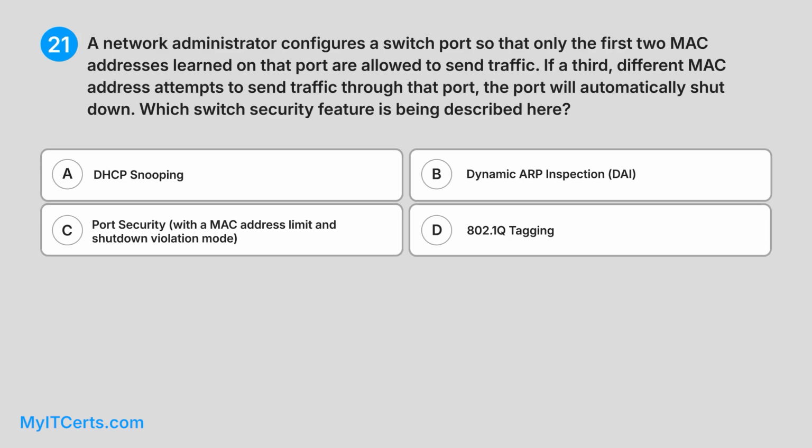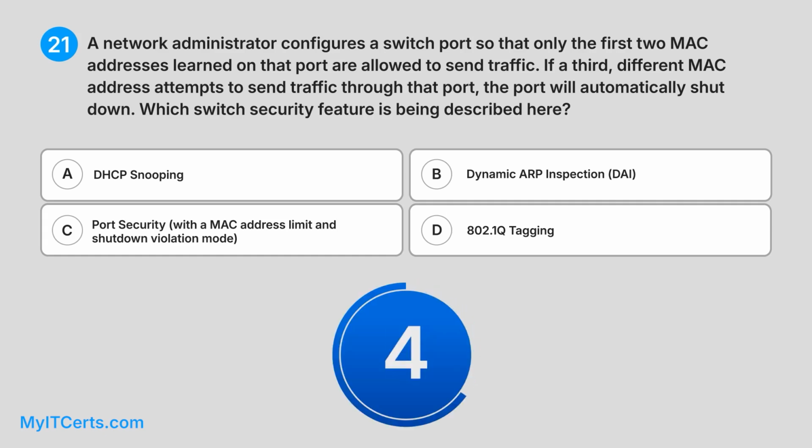A. DHCP snooping. B. Dynamic ARP inspection, DAI. C. Port security, with a MAC address limit and shutdown violation mode. D. 802.1Q tagging. Can you guess the answer?